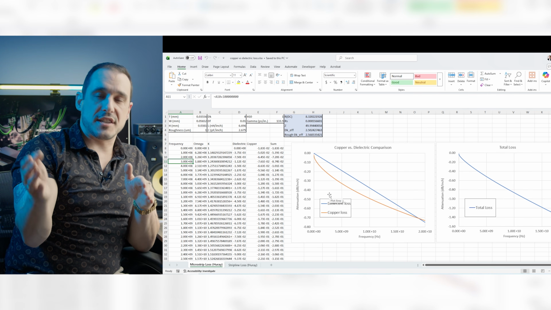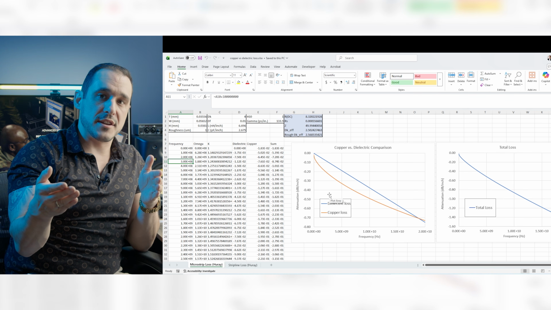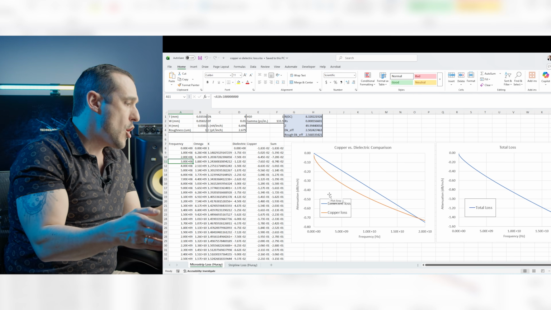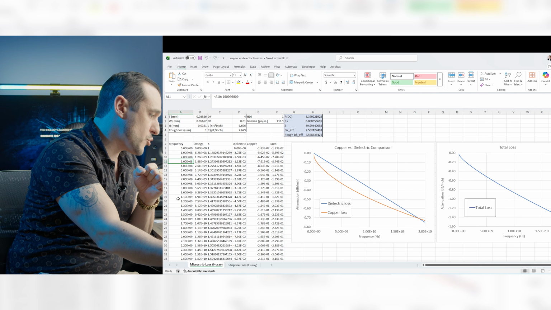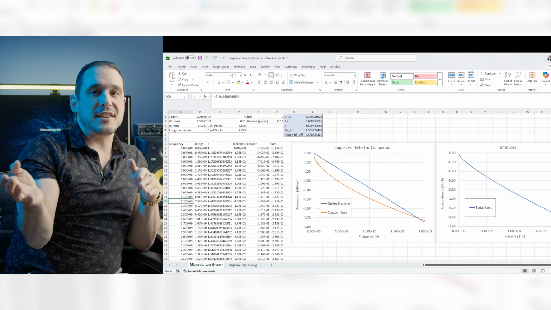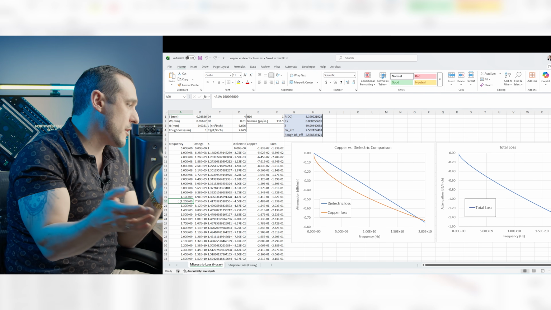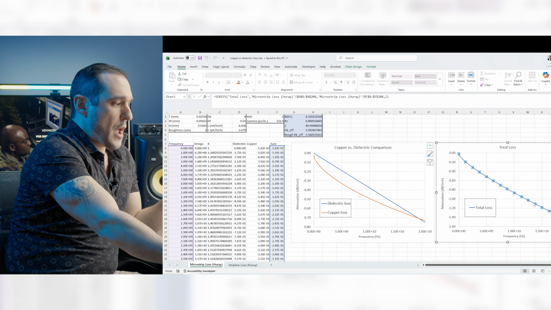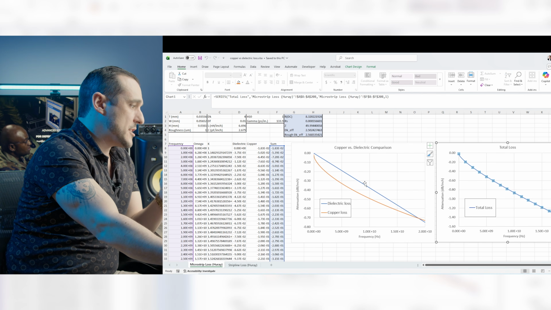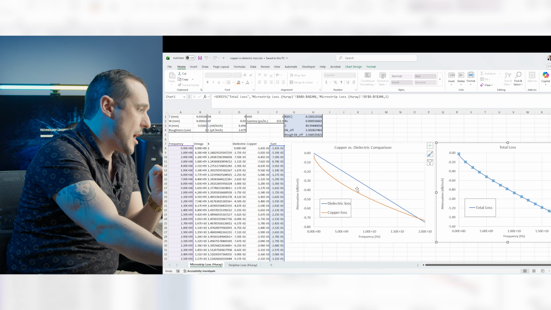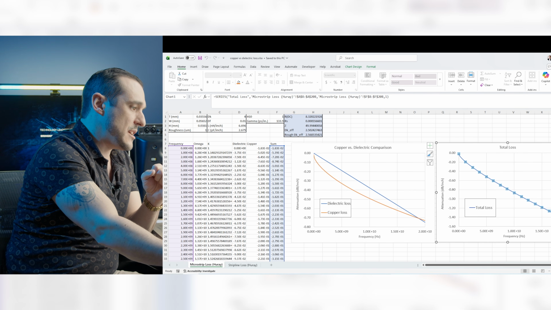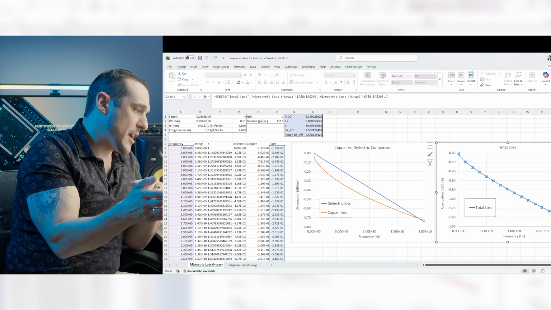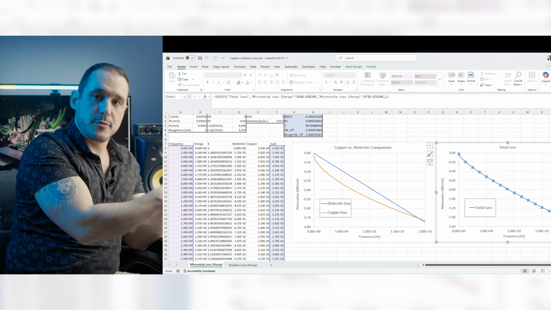The other thing it lets you do is experiment with different values of roughness, and then you can really see how roughness affects the total loss over this frequency range from 0 to 20 gigahertz. You can also very easily extend this beyond 20 gigahertz just by changing the frequency range here in column A. Finally, we also have a graph here for the total loss, which is again just the sum of these two losses, and this lets you see just as an estimate what the total loss will be over this frequency range on a transmission line that's designed with this calculator.